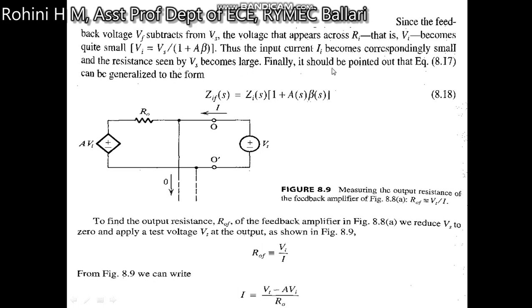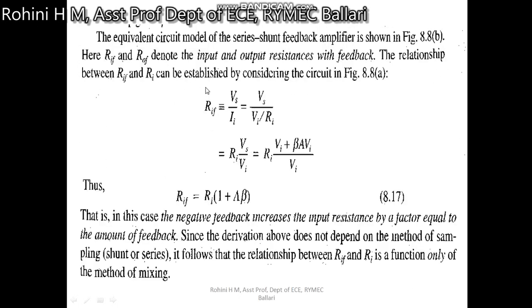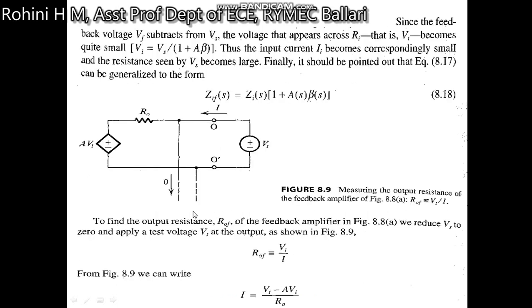Finally, it should be pointed out that expression 8.17 can be generalized to the form Zif is equal to Zi(s) into 1 plus A(s) into beta(s). That is a function of s. Instead of calling it a resistance, we call it the impedance of the network. So instead of calling it Rif, now we call it Zif.